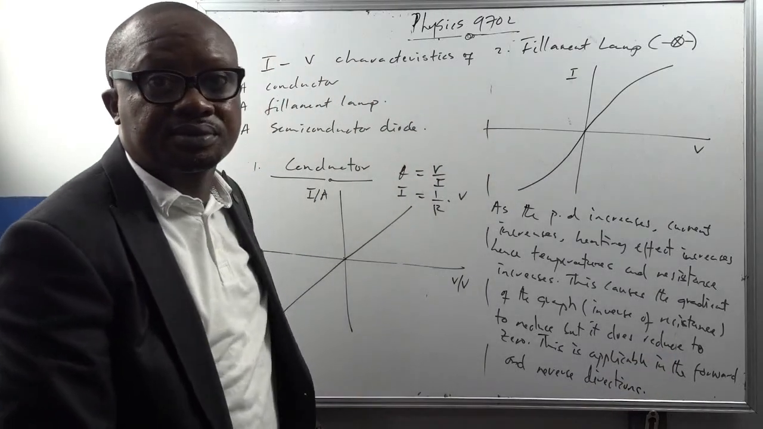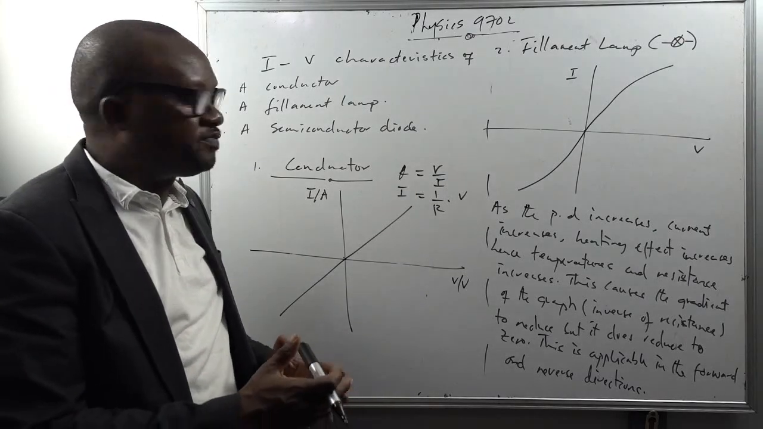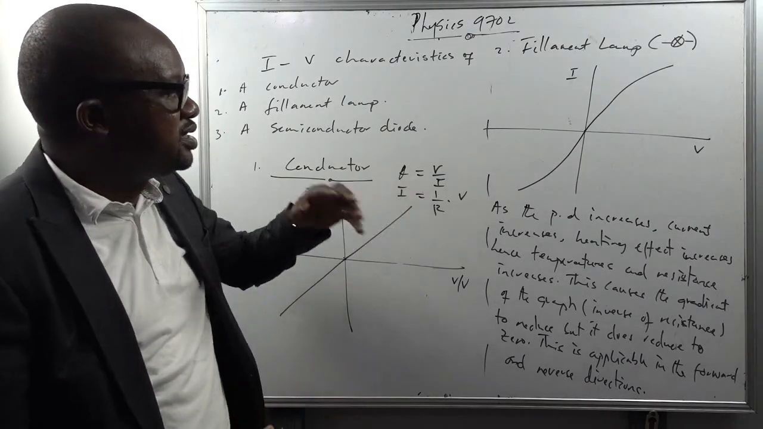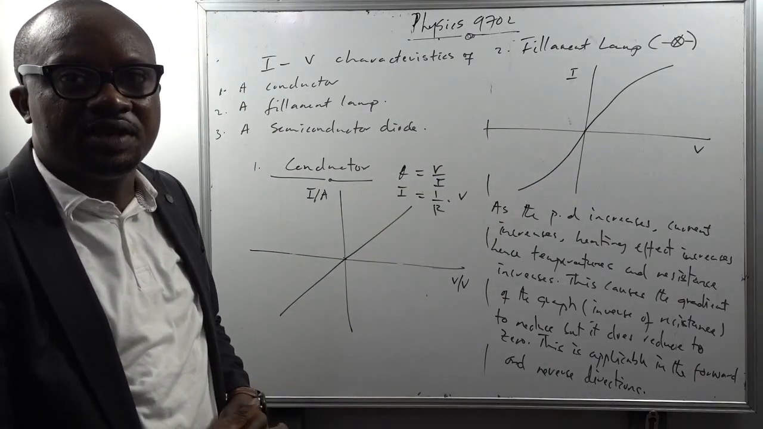Alright. So that basically explains how changes in temperature affect the graph of current against potential difference in a semiconductor diode.